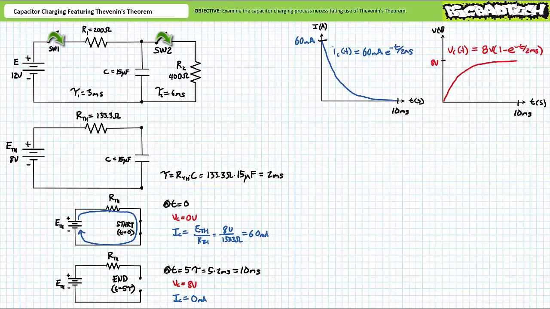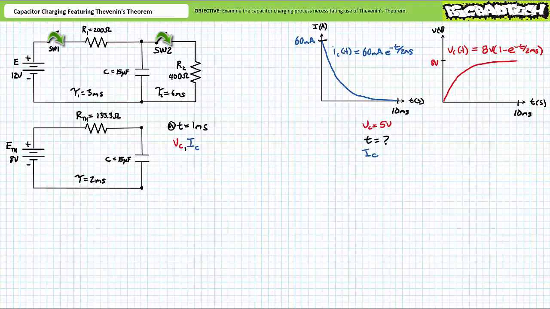The plot of current through the capacitor as a function of time demonstrates that it initially experiences a spike of 60 milliamperes and then drops to 0 by 5 time constants or 10 milliseconds. Voltage across the capacitor as a function of time can be modeled as Vc of t equals 8 volts times 1 minus e to the negative t over 2 milliseconds, where 0 volts is the initial voltage, 8 volts is the final voltage, and 2 milliseconds is the time constant. The plot of voltage across the capacitor as a function of time demonstrates it starts at 0 volts and grows to 8 volts by 5 time constants or 10 milliseconds.